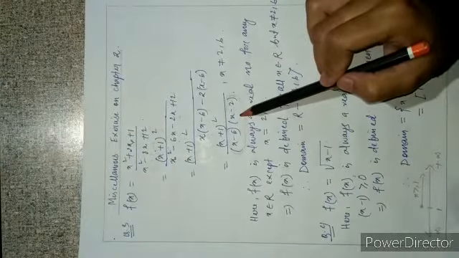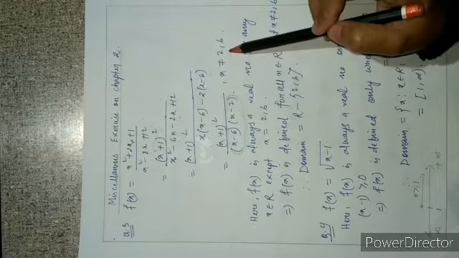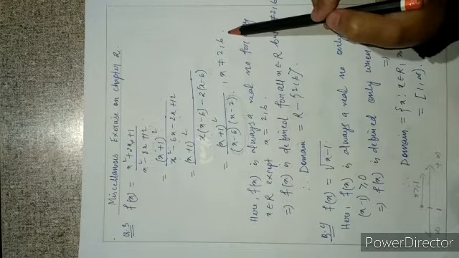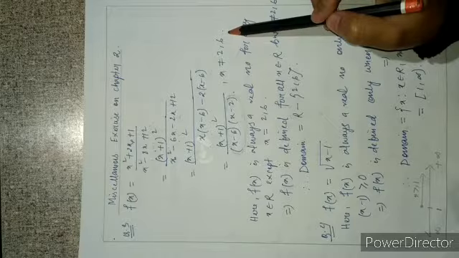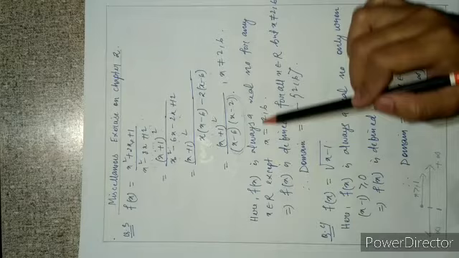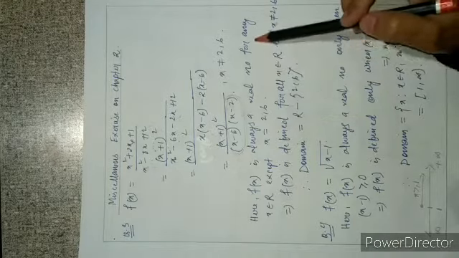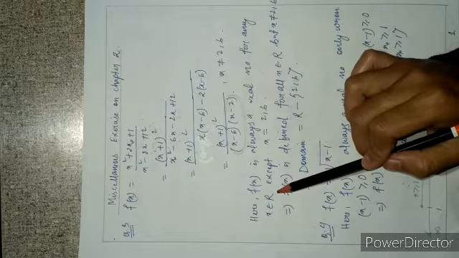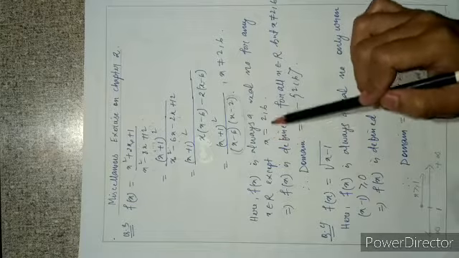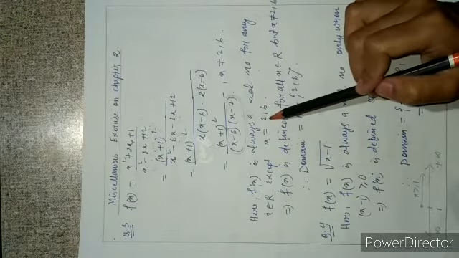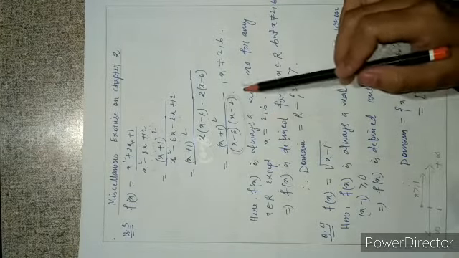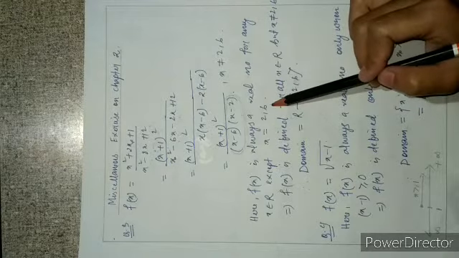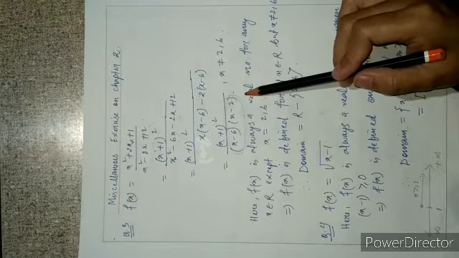The denominator cannot be 0, which happens when x is equal to 2 or x is equal to 6. Denominator 0, f(x) is not a real number. Here f(x) is always a real number for any x belongs to R, that is for any values of x where x is a real number except x is equal to 2 and 6. If x is equal to 2, f(x) is not a real number. If x is equal to 6, f(x) is not a real number.